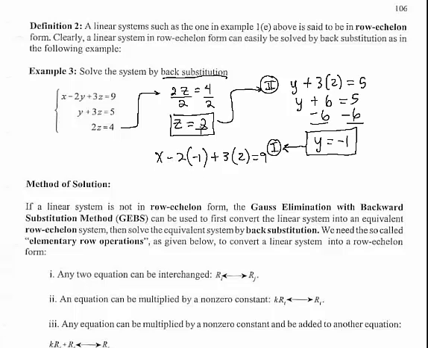So once again, knowing 2 of the variables causes us to only have one variable missing in the first equation. So if I clean this up a little bit, I get x plus 2 plus 6 equals 9. And 2 plus 6 is 8. So if I subtract 8 from both sides, I get x equals 9 minus 8, which is 1. So my solution is 1, -1, and 2.